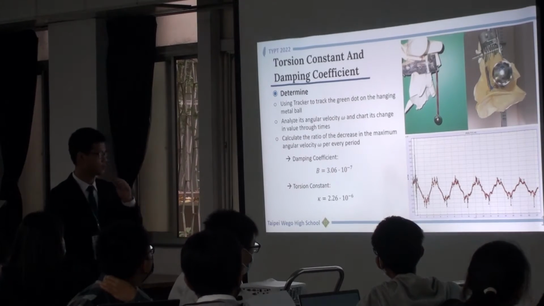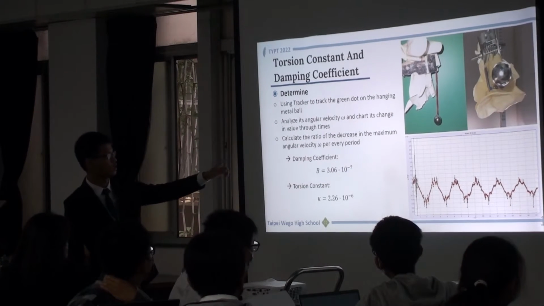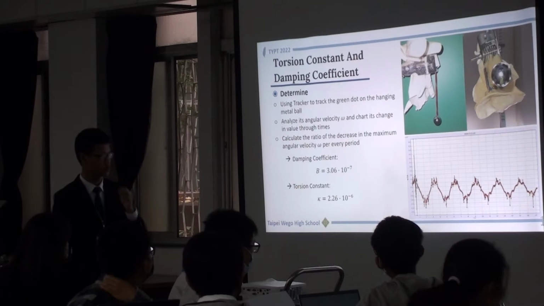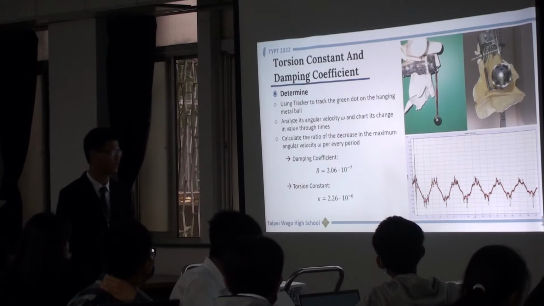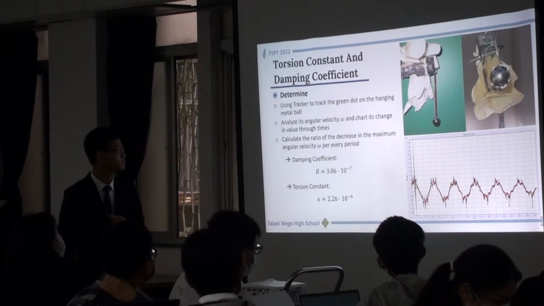So using Tracker, we can see that the angular velocity actually decreases with the amplitude. So we can approximate that into an exponential form, and then get the value of B.